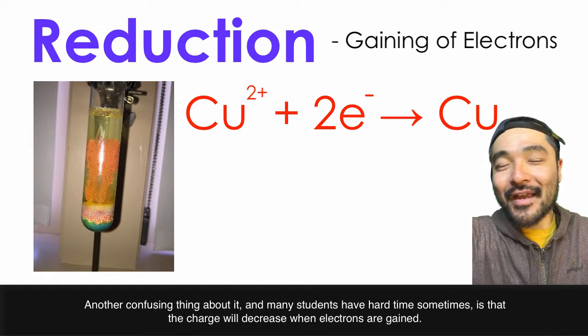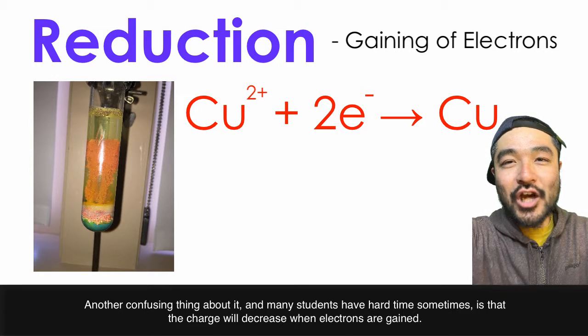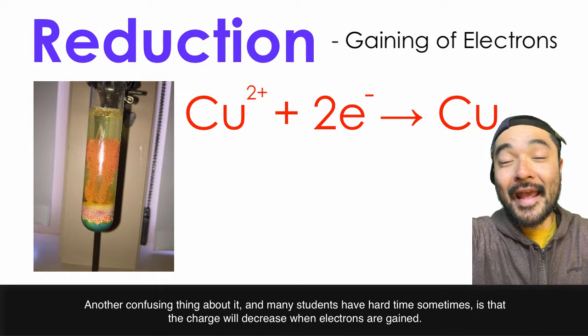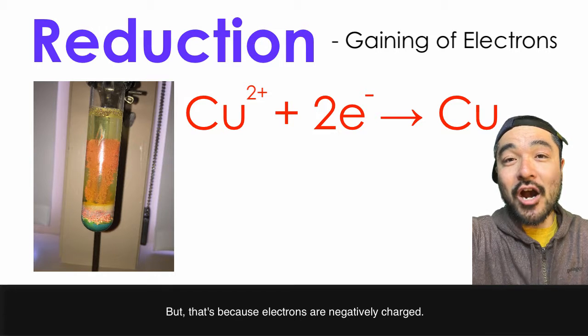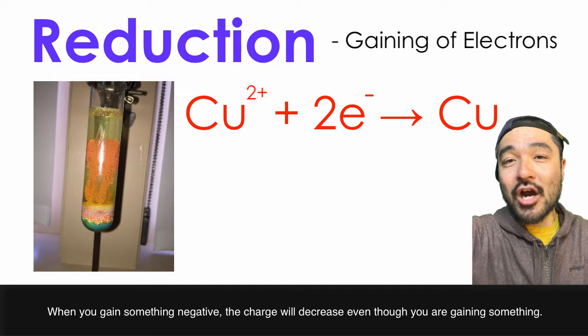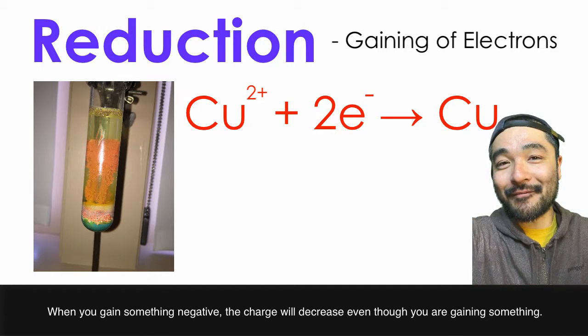Another confusing thing about it, and many students have a hard time sometimes, is that the charge will decrease when electrons are gained. But that's because electrons are negatively charged. When you gain something negative, the charge will decrease even though you're gaining something.